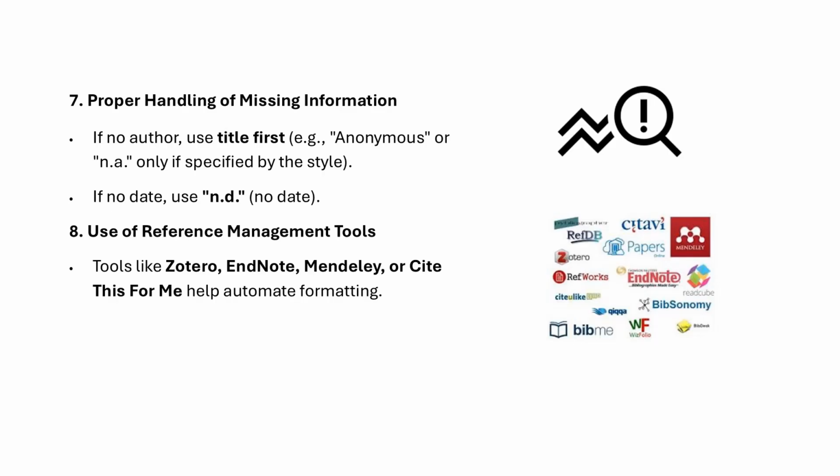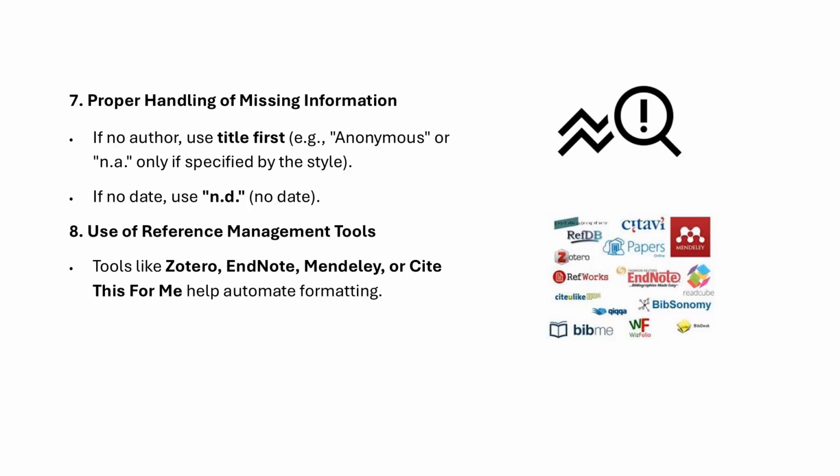Number 7, proper handling of missing information. If no author, use the title first, e.g. anonymous or NA, only if specified by the style. If no date, use ND for no date.